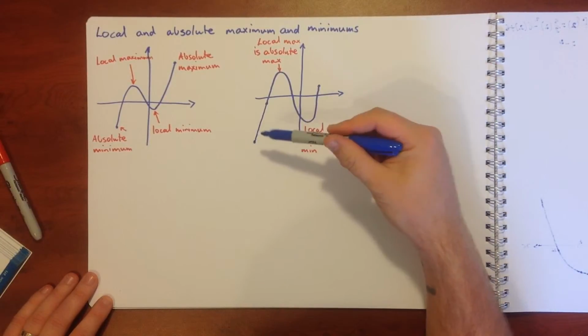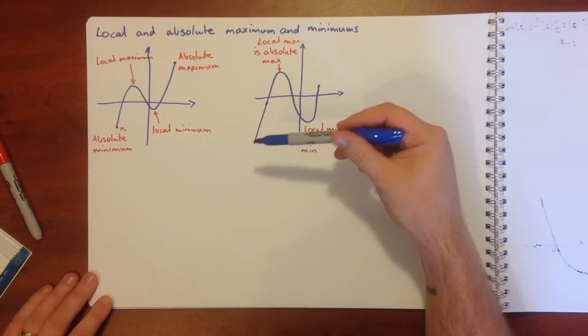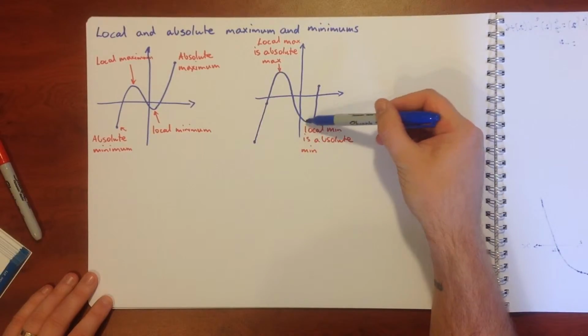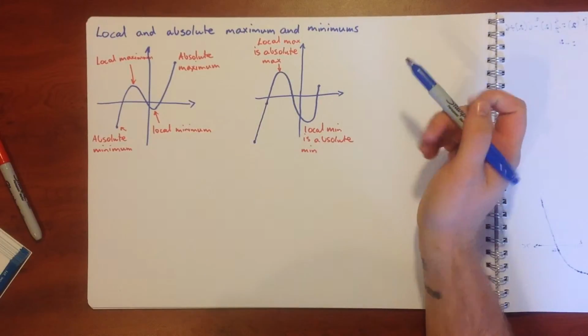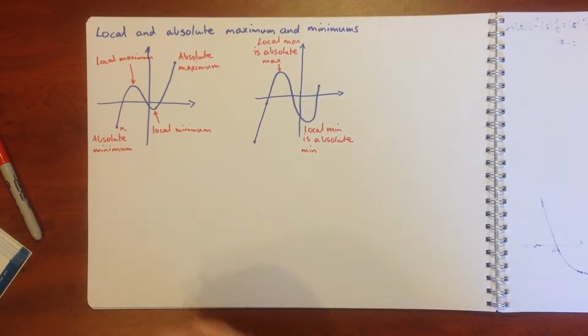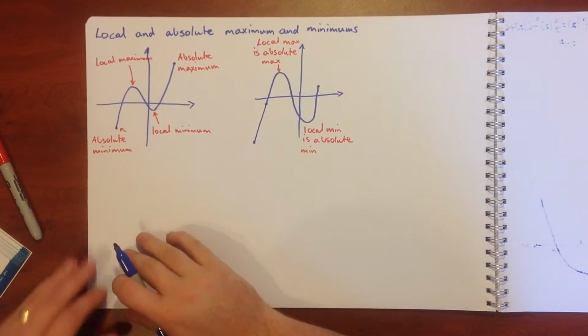Now this would be your local, your absolute minimum down here. This would just be a local minimum, but that would still be the absolute maximum. So you just need to be aware and check the endpoints of your function as well if you've got a restricted domain. So we've got one last worked example to have a look at.